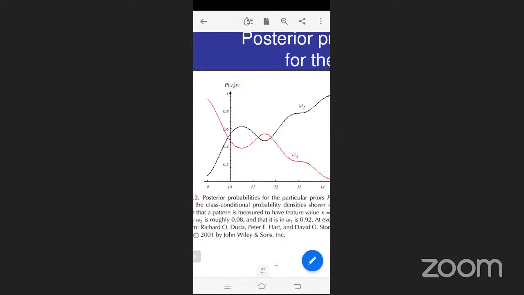Omega 1, sir. Omega 1. Why omega 1? Because probability of omega 1 given x is greater than probability of omega 2 given x. Higher. Correct. So you will choose the class that gives the maximum posterior value. That's the principle. So you will choose the class which has the maximum posterior value. That's the idea here.